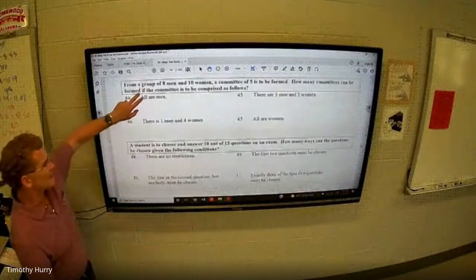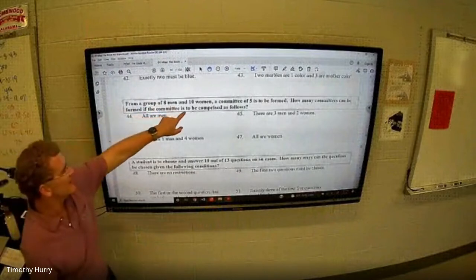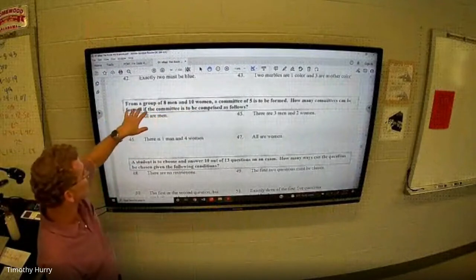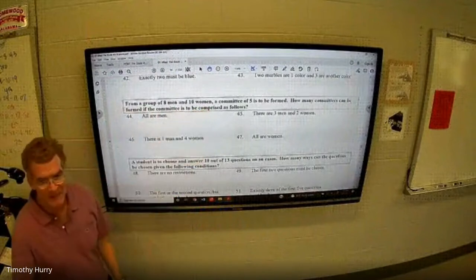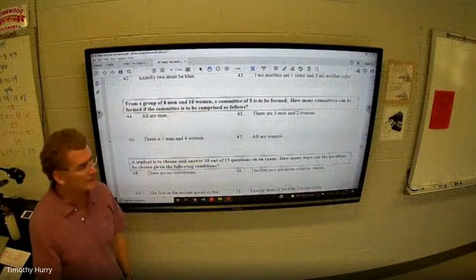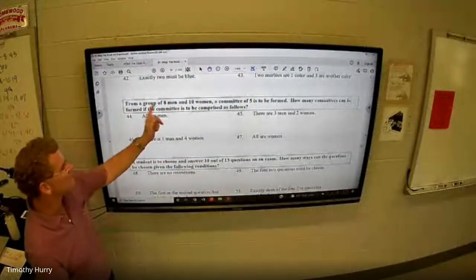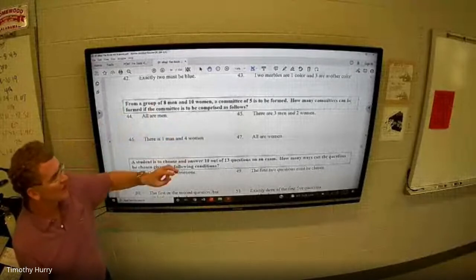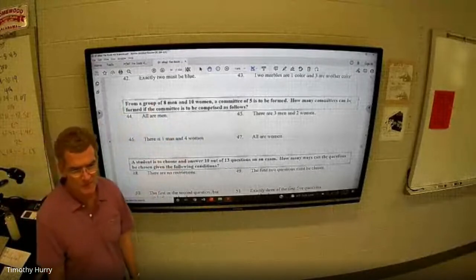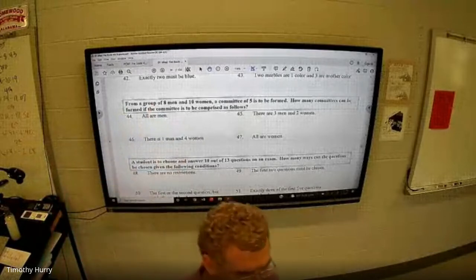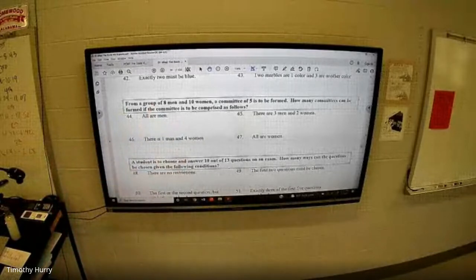Scrolling up a little bit, I've got a couple minutes. What about this? 8 men, 10 women. It says from a group of 8 men and 10 women, I'm picking a 5-person committee. So I know I'm picking 5 people. How many committees could be formed, not probability, if 3 are men and 2 are women? Well, think about it. If I want 3 men, I'm not looking at the women. I'm looking at the men if I'm picking from the men, and at the women if I'm picking from the women.